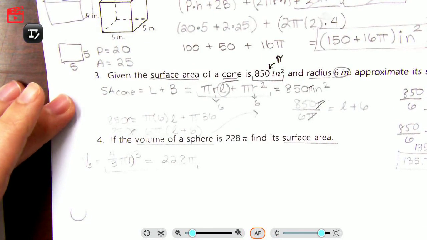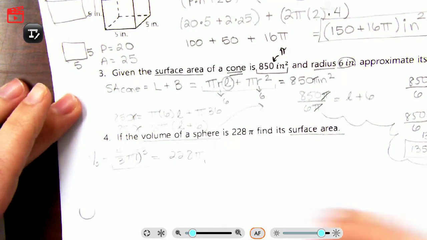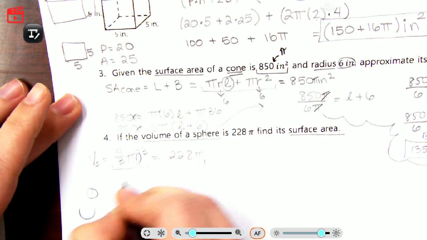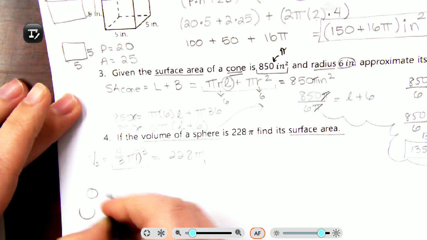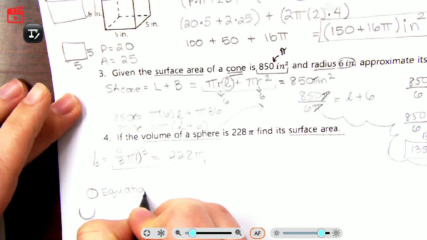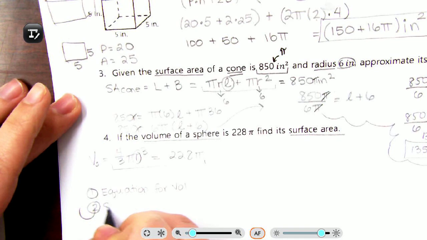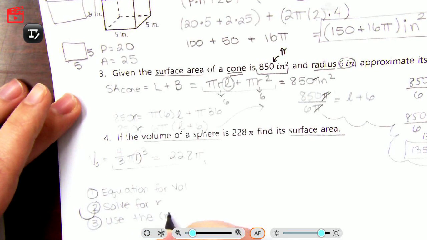So for these, let me get this out of the way. For number 4, the first step you need to do is write out the equation for volume. Then you need to solve for the radius. Then you need to use the radius for your surface area formula.